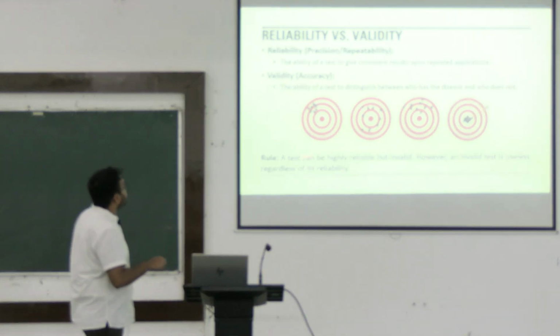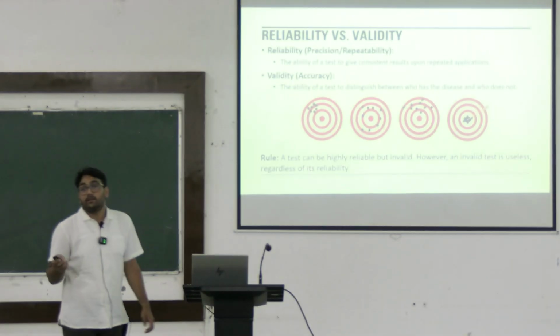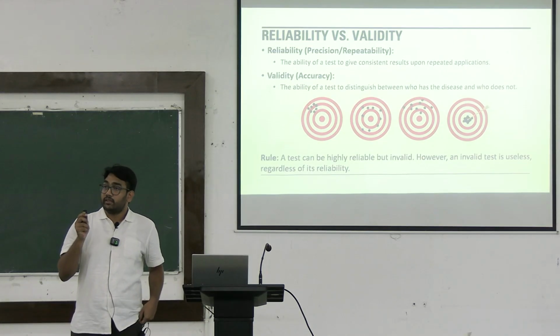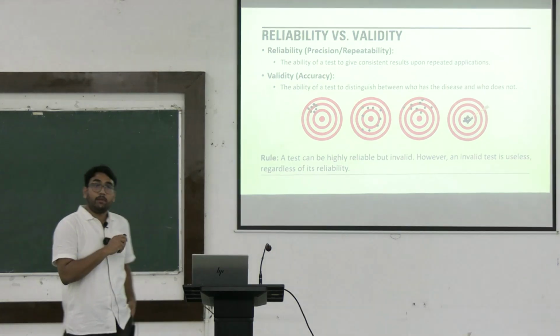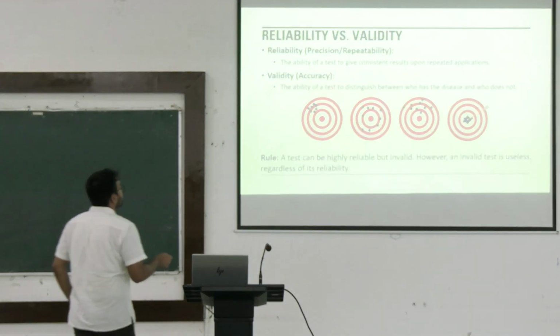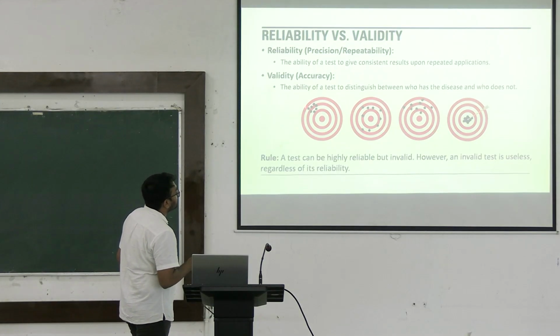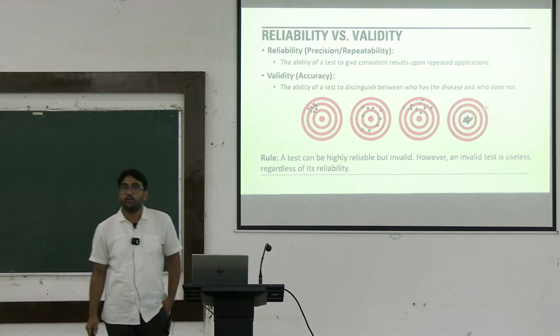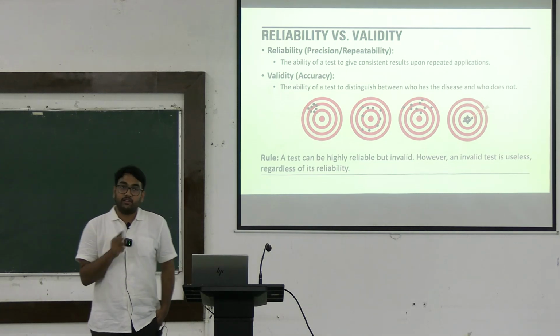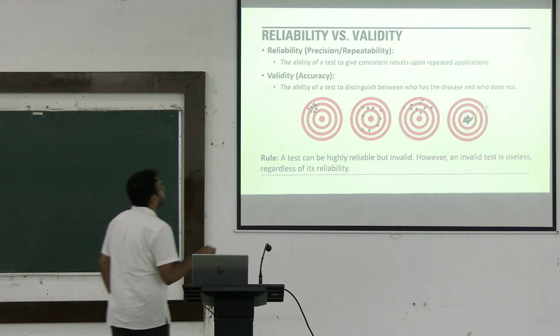So this test, the first one, is reliable, but it is not valid. It gives the same result on repeated measurements, but deviates from the accurate value. So it is reliable but not valid, the first test. Look at the second test.